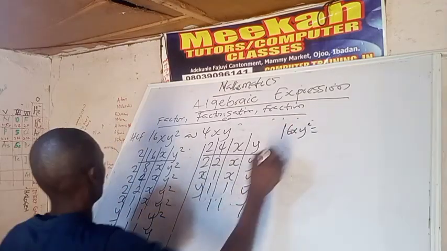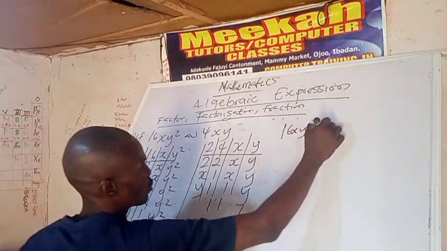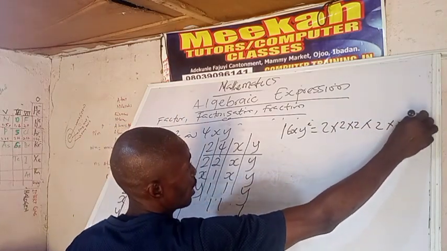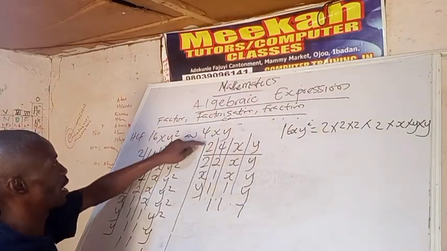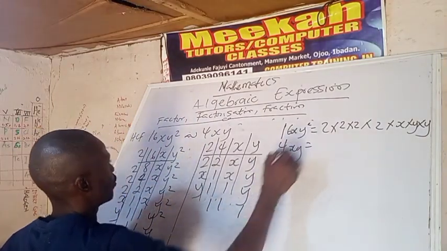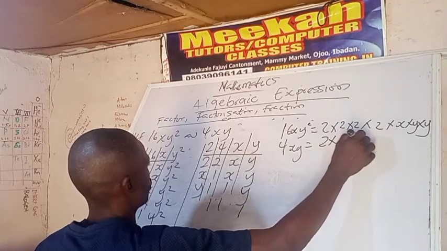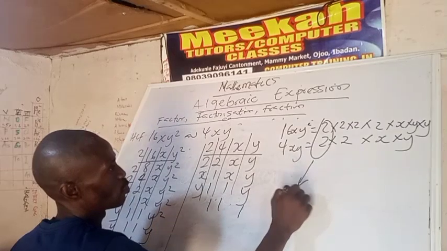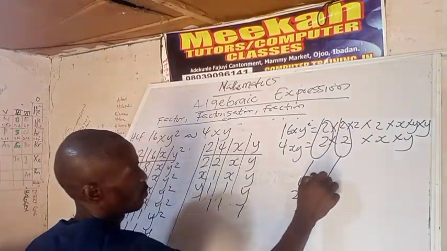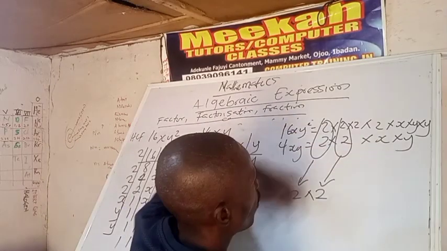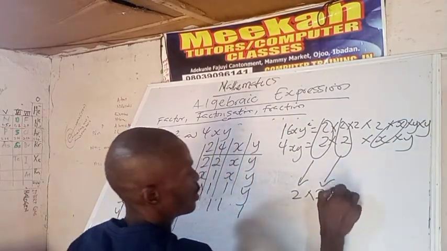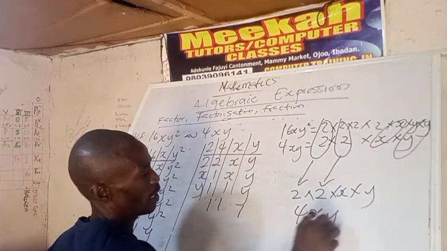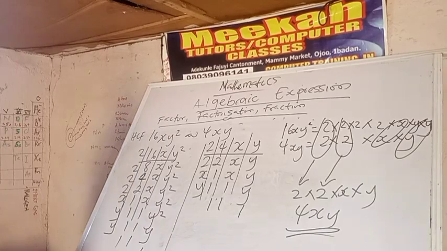16xy squared will give me 2 times 2 times 2 times 2 times x times y times y. And for that of 4xy, it will become 2 times 2 times x times y. What are the things common here? 2 here, I take it down. 2 is also here, I take it down. What is common again? You have x and y. So what do you have here? 4xy. This is another method you can also adopt.